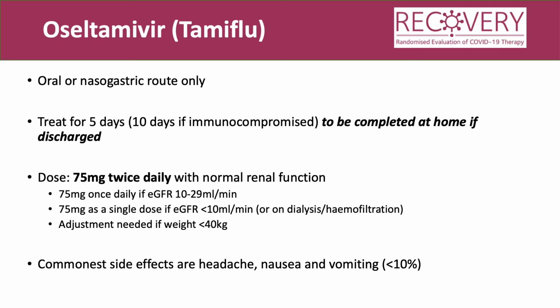The usual dose is 75 mg twice a day, but adjustment is needed in renal failure, with 75 mg once daily if eGFR is between 10 and 29 mL per minute, or 75 mg as a one-off dose if eGFR is less than 10 mL per minute. Dose adjustments are also needed in patients weighing less than 40 kg, as outlined in the protocol.